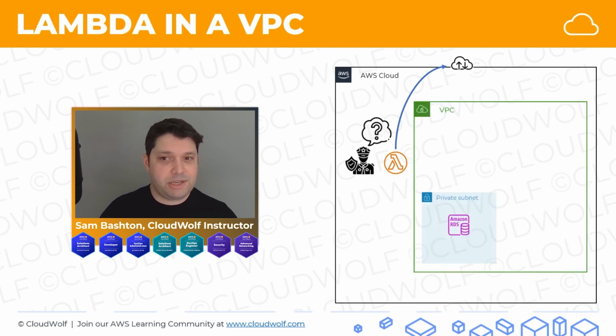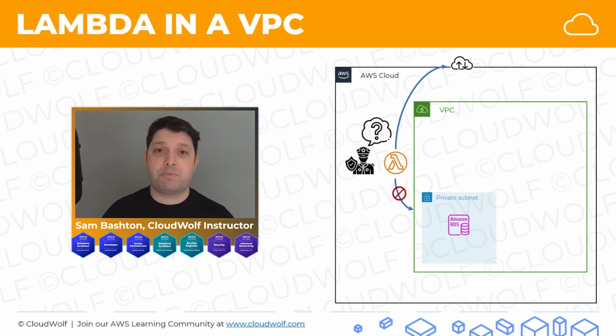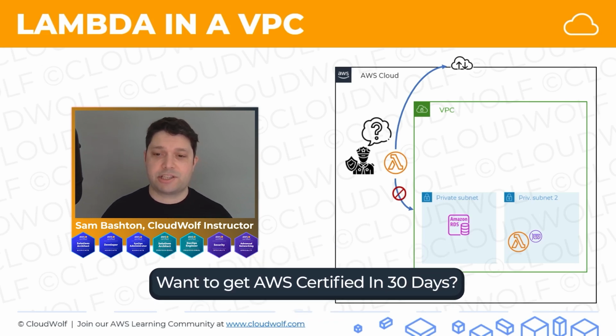But imagine you want to be able to access a database that's in the VPC, or you might want to be able to make an HTTP call to a private API that only exists within the VPC. We can do that, and we can do that by running the Lambda function within the VPC. So essentially what happens is an ENI, an elastic network interface, gets attached to Lambda.